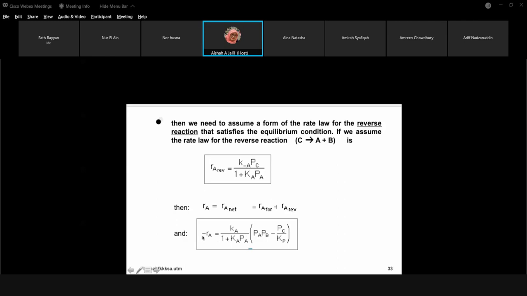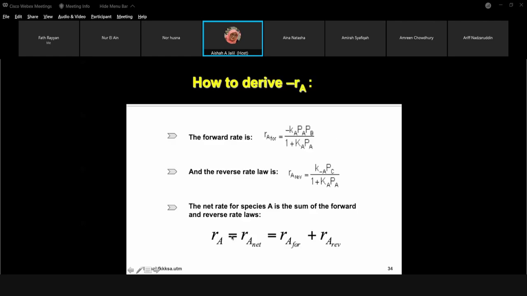You see, this is negative RA. This is the first one, PAPB. This is the second one, the reverse one. Okay. But for this example, you have to put this one now. For the simple one, you do not put this one. This is just for example, okay? Okay, how to derive negative RA?